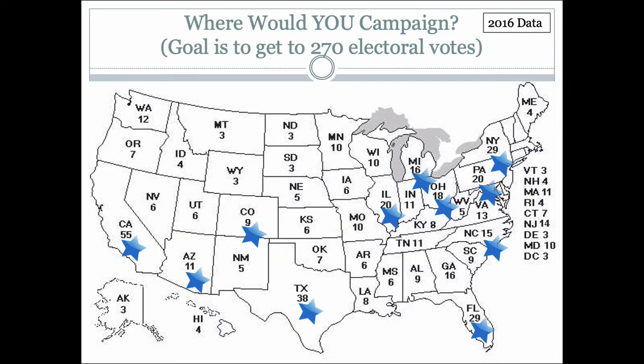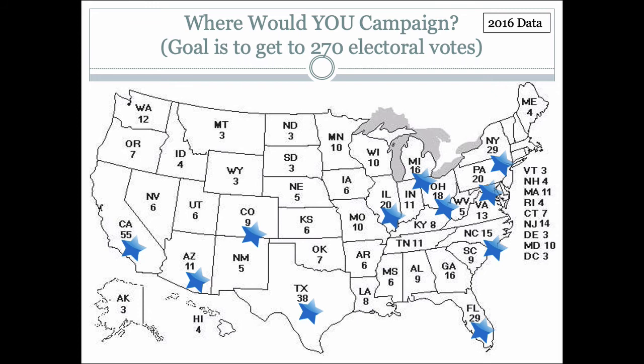And so the question becomes, if you were the Democratic or Republican presidential nominee, where would you go? Where would you spend your money to travel to? Where would you spend money to offer ads or hold rallies or encourage people to vote? This is the Electoral College map. The data is from 2016, so you can see which states have the most electoral power.